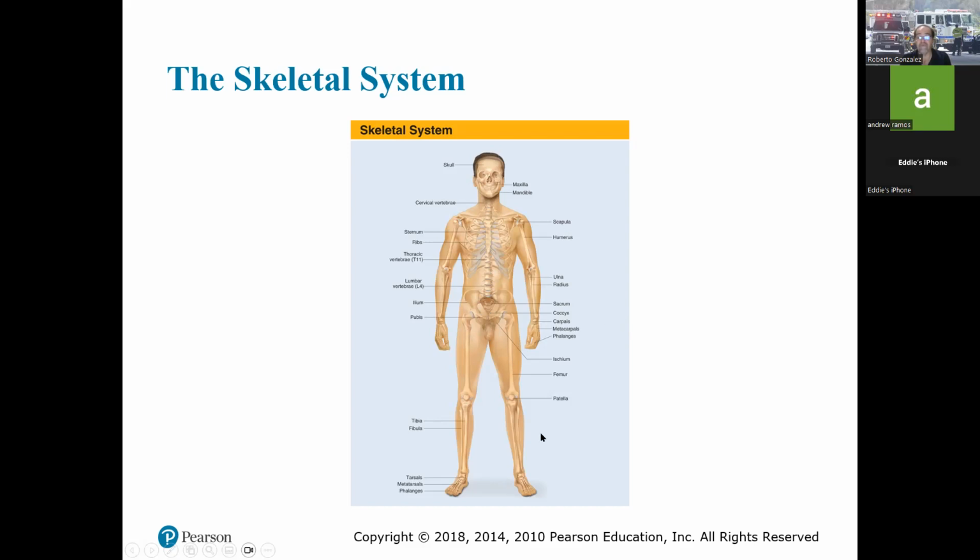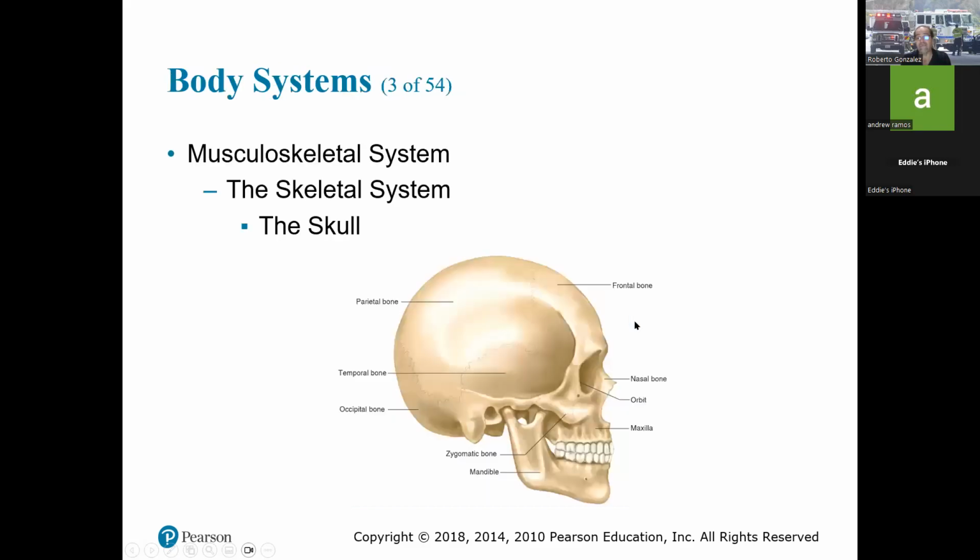Then you have the lower extremities and the upper extremities. The lower extremity would be the femur, tibia, fibula, then tarsals, metatarsals, and phalanges. And then the upper extremities consist of the humerus, radius and ulna, carpals, metacarpals, and phalanges.